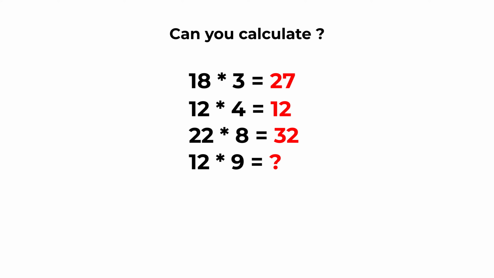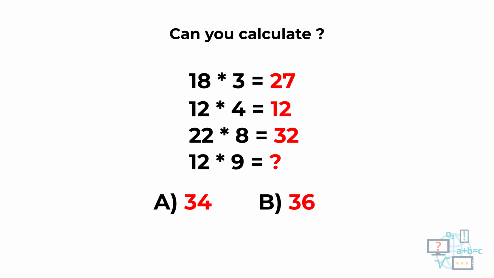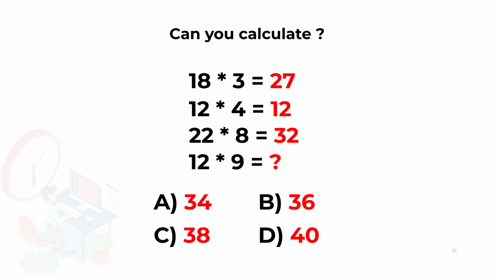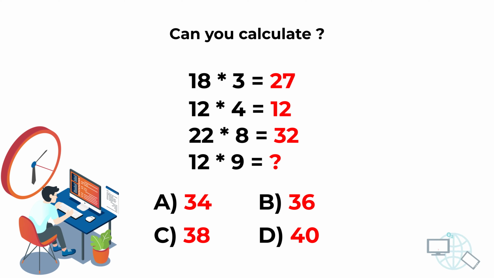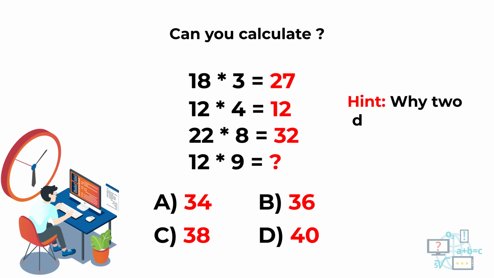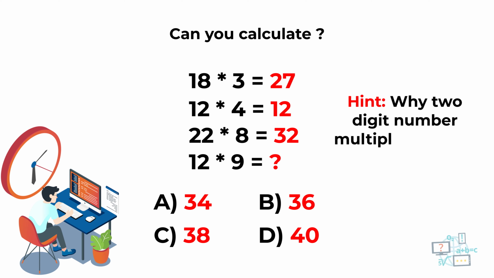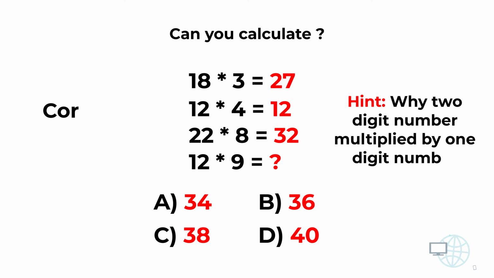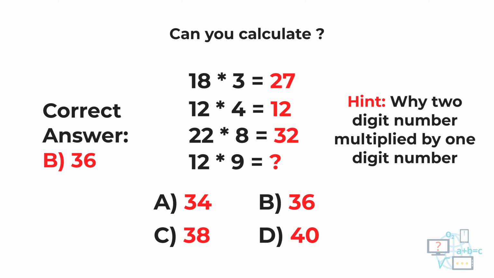You have 4 different choices. Choice A, 34. Choice B, 36. Choice C, 38, and choice D, 40. Do you see the answer? Give yourself a little bit of time because the answer may not be obvious. I'm going to give you a quick hint. Do you know why it's always a 2-digit number multiplied by a 1-digit number? The correct answer here is choice B, 36.